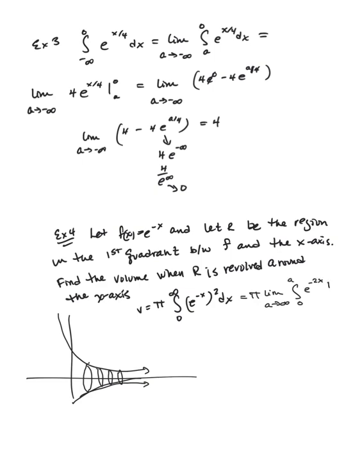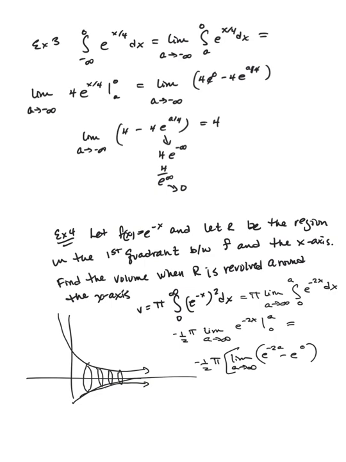the negative 2x dx. So that becomes negative 1/2 on the inside. I could factor that negative 1/2 out if I want. Times the limit as a goes to infinity of e to the negative 2x, from 0 to a. So that's negative 1/2 pi. And then we have the limit as a goes to infinity. So that's going to be e to the negative 2a minus e to the 0.